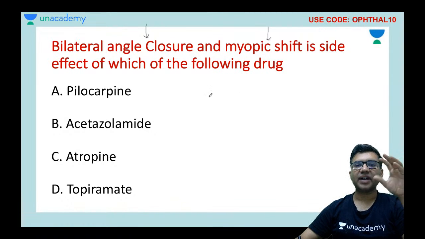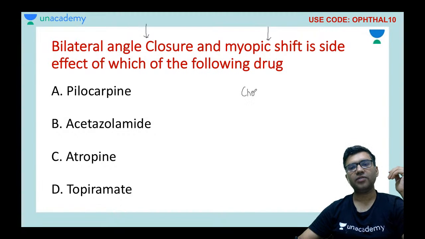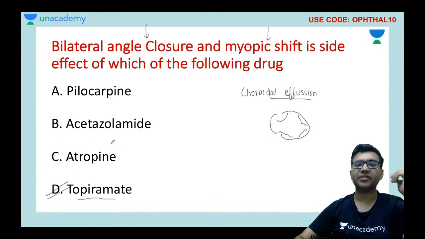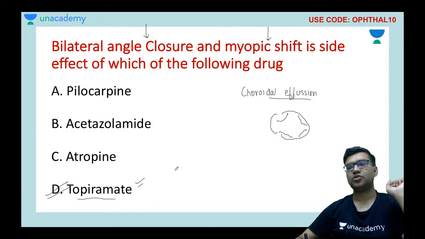So bilateral angle closure, why does it occur? Because of the phenomenon of choroidal effusion. Similarly, it causes a myopic shift also. Your eyeball tends to move further forward, and that's why the patient has a myopic shift. So the answer here is D, topiramate. Yes, acetazolamide can rarely be the answer, but whenever you are getting an MCQ, you should answer the most probable cause. So the most probable cause here is D, topiramate.